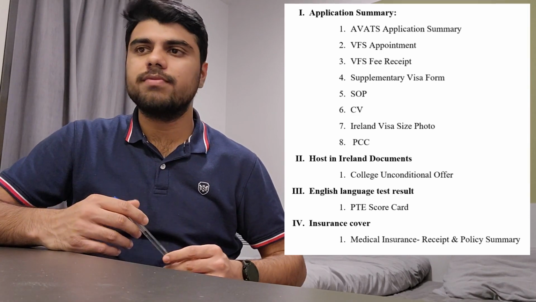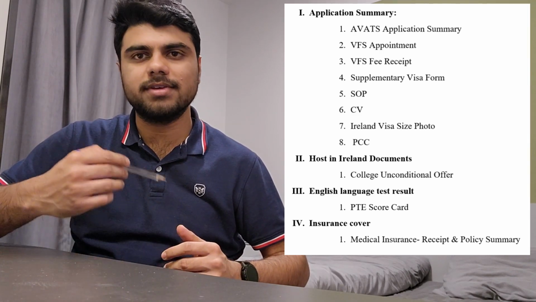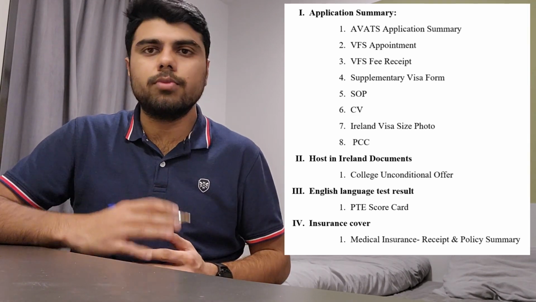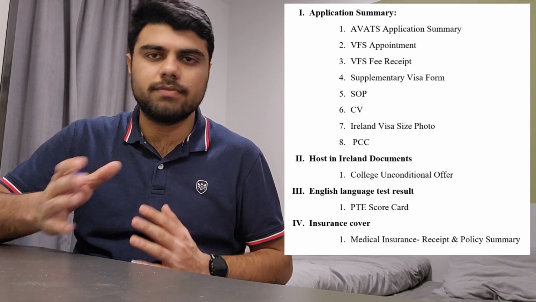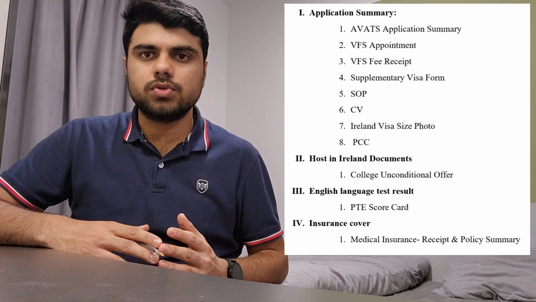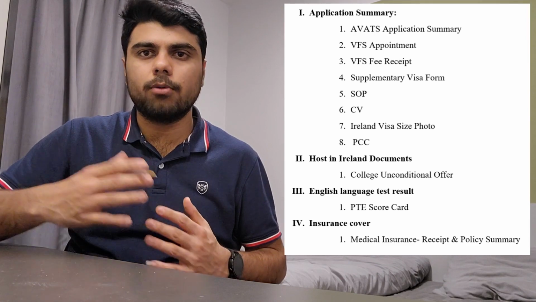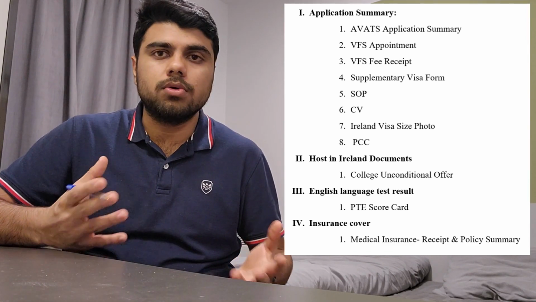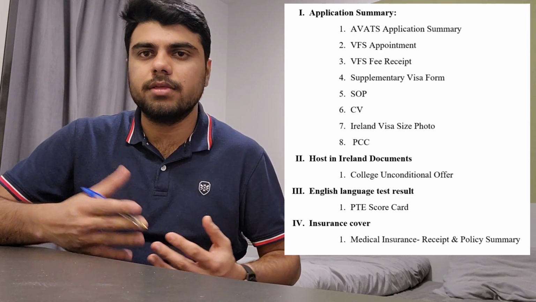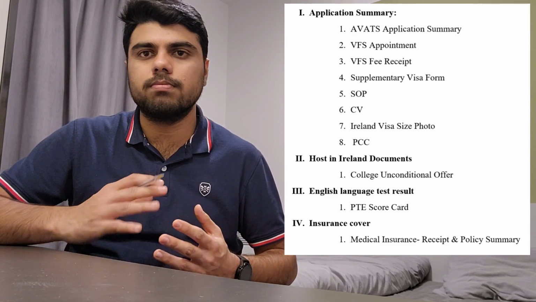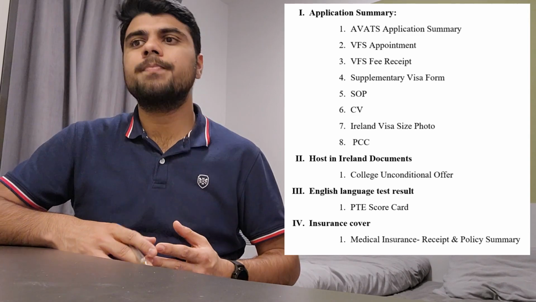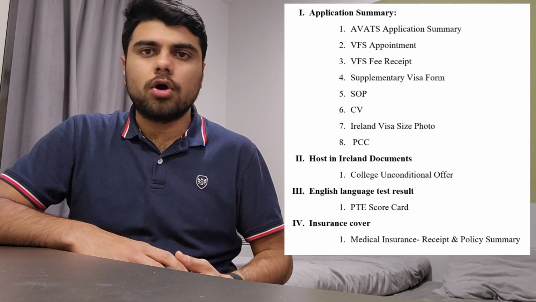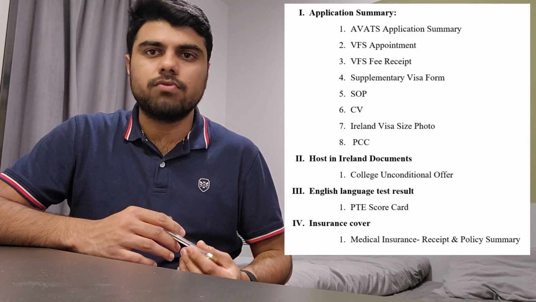So after this document, we have VFS appointment and VFS fee receipt. So you need to book your visa slot with VFS, and once you've done that, you'll get an appointment letter, like a confirmation. And to book the appointment, you need to make the fee payment, and you need to provide that fee receipt also. And then the fourth document in this section is supplementary visa form.